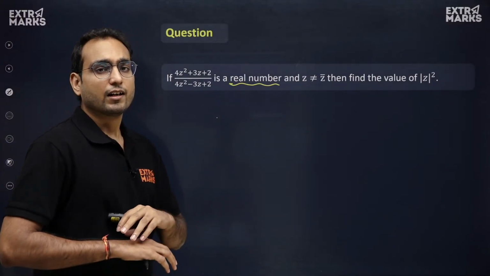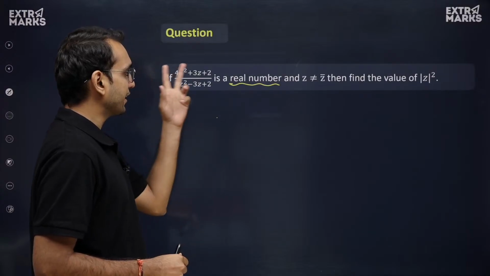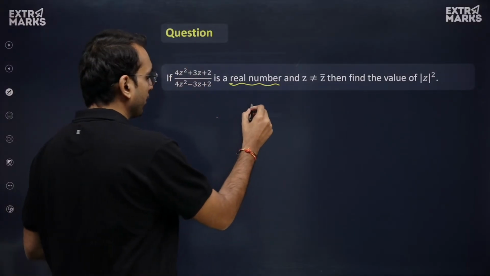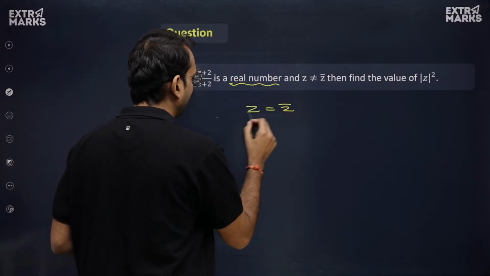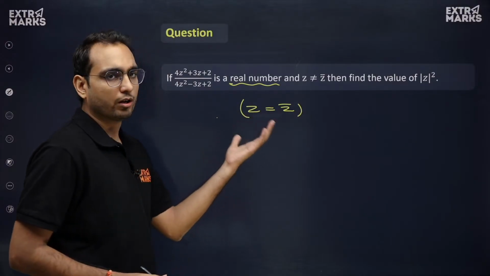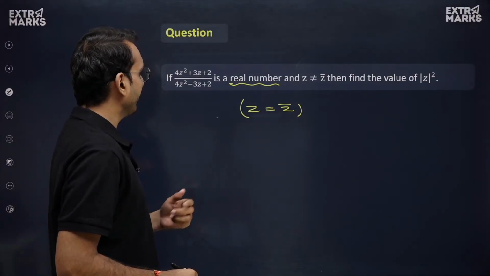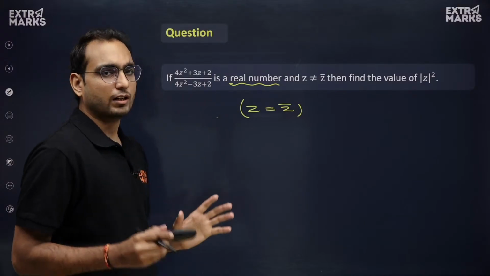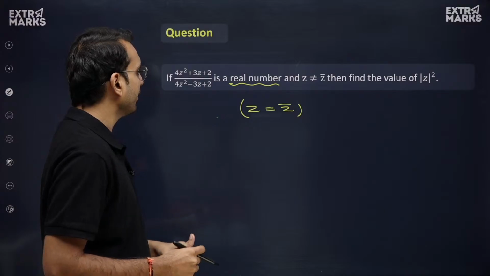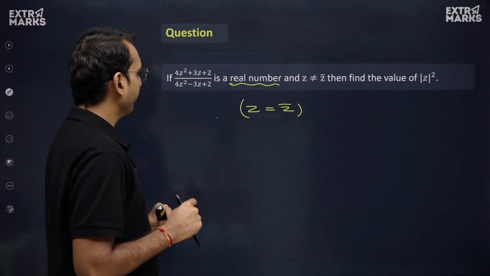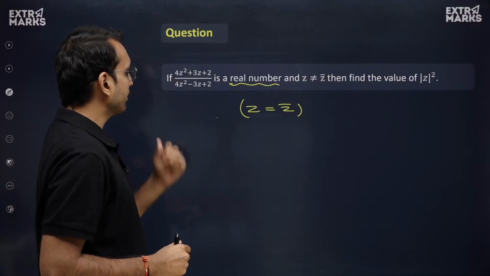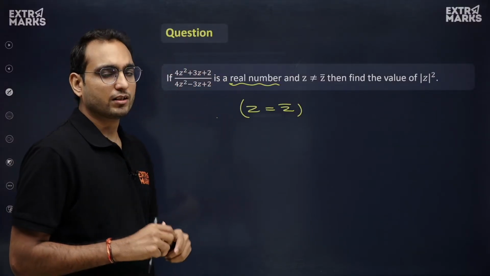It is a very straightforward question. Since this expression is a real number, we can apply that z is equal to z bar. We know that for any real number, z is equal to z bar. We can do that, but that will be a longer approach. What we can do is first make this expression a little smaller, because we can see that the numerator and the denominator are quite similar. The only difference is that in the numerator it is plus 3z and in the denominator it is minus 3z. So let's first make this expression a bit smaller.